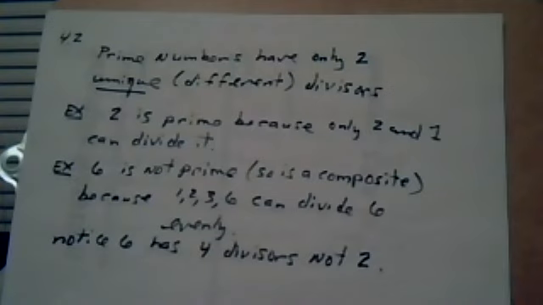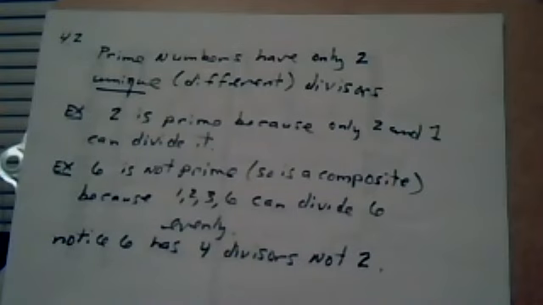The first prime number is 2, and by the way, it's the only even prime number out there. The next example, 6 is not prime. And if a number is not prime, it's composite. It's one or the other, it can't be both.